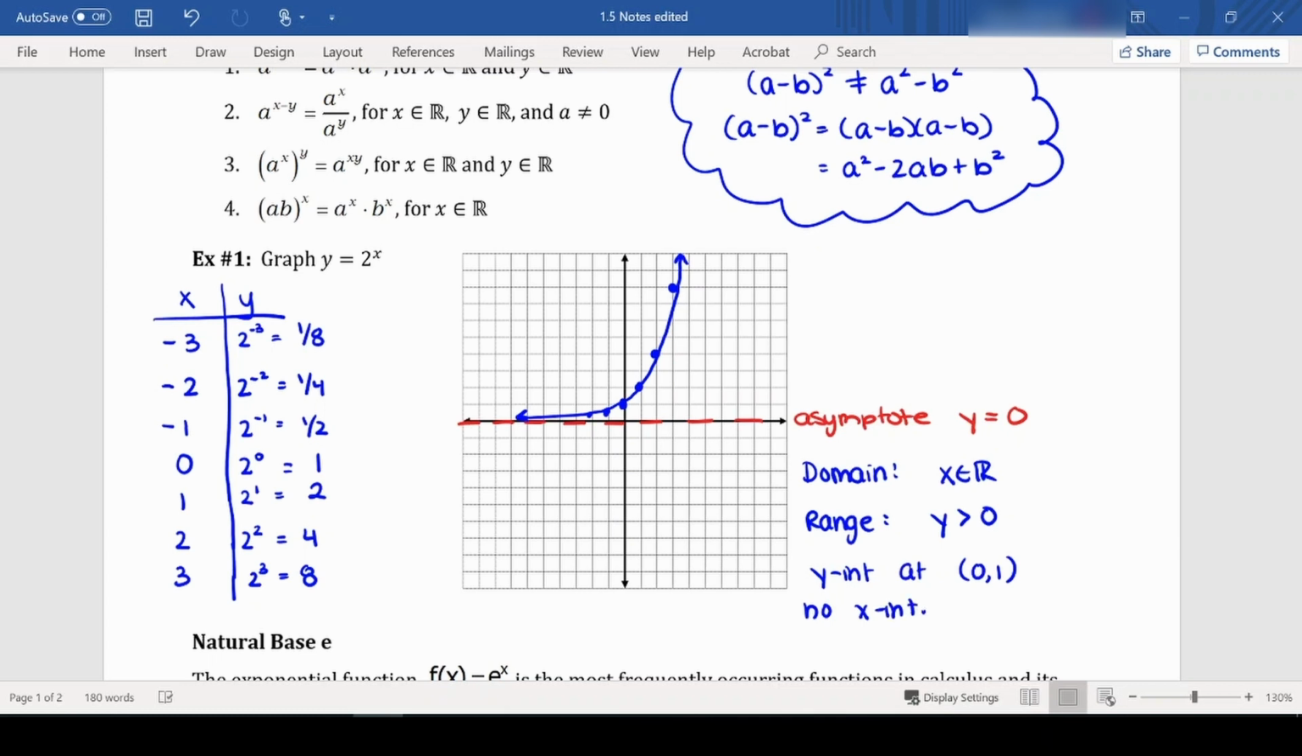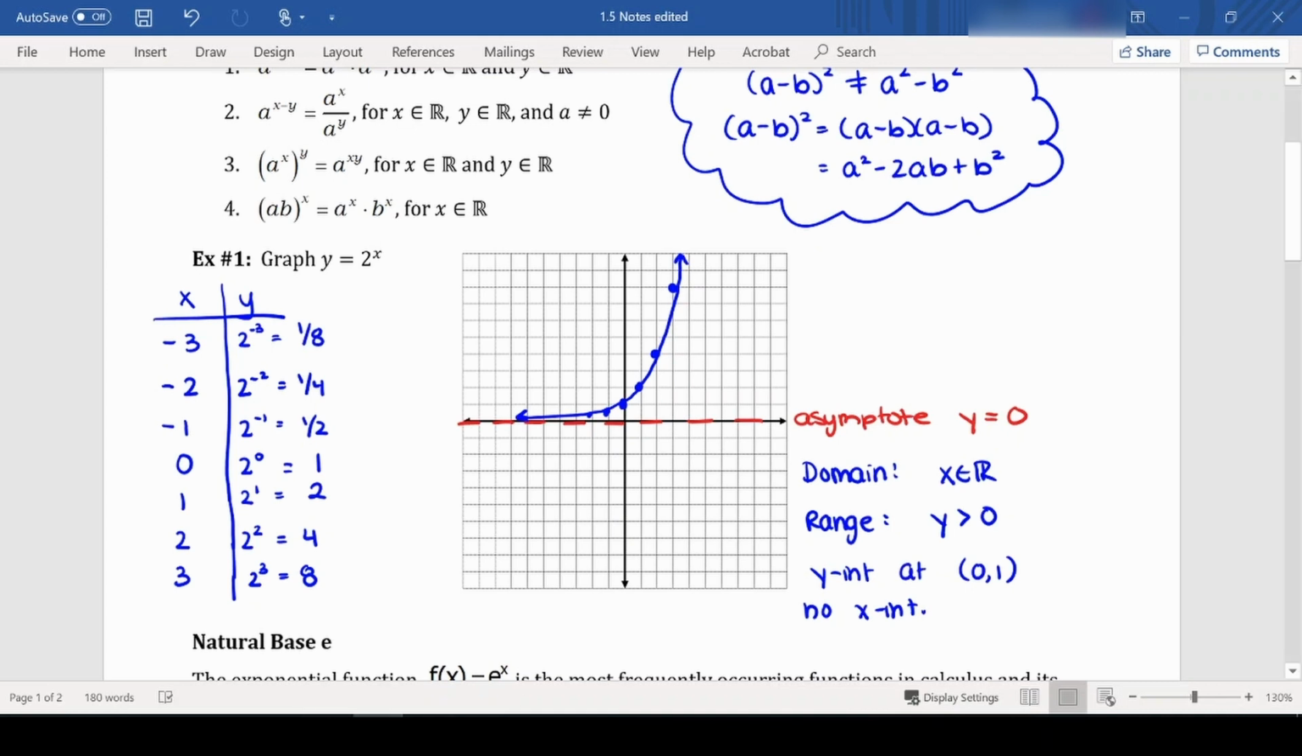So this will be true for any basic exponential graph where you have some base to the power of x. As soon as you do any transformations, you must consider those for all of these features as well. The asymptote, domain, range, and intercept can be altered by transformations depending on what that transformation is.